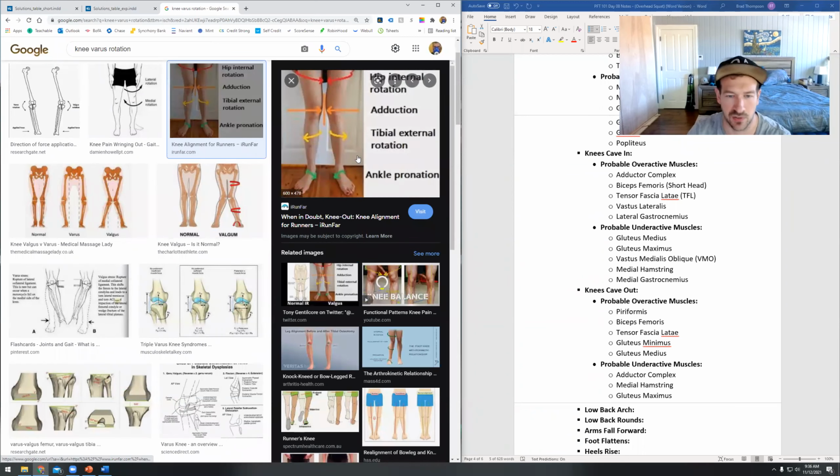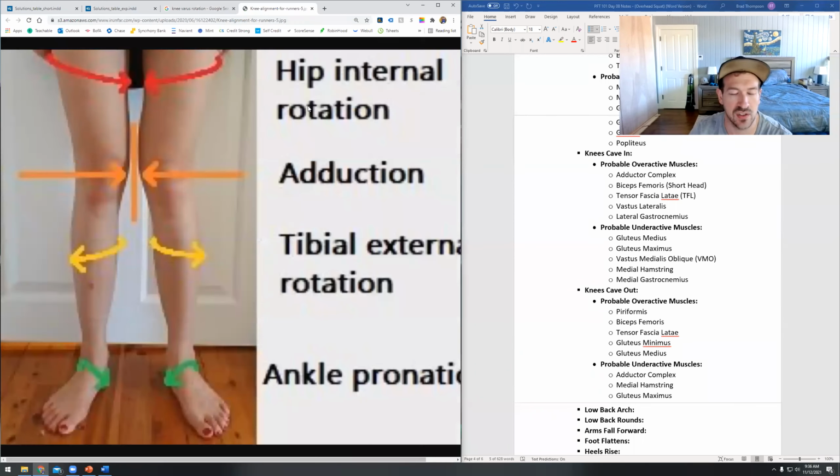There we go. This is the picture I was looking for earlier. We can see there's the adduction part, but there's also the internal hip rotation, and then there's also the external tibial rotation. So this comes this way, so then this one has to go this way, which brings this one back this way. The biceps femoris short head does the tibial external rotation. Remember, I had you place your hand on the back of your thigh and twist your foot outwards. You'll feel that hamstring contract. So that's why that's overactive and tight.